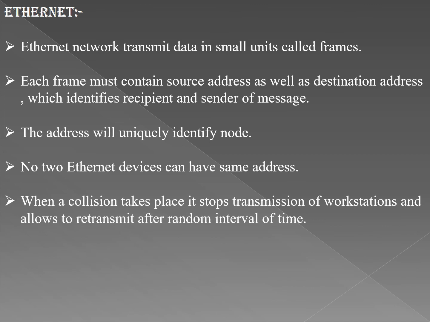When a collision takes place, it stops the transmission of the workstation and allows it to retransmit after a random interval of time. So as we have discussed, whenever a collision is going to take place, Ethernet will stop transferring the data, and after some time the data will be transferred again. That is, if A is transferring data to computer D, and B is already busy transferring data to C, the network is busy. So what will happen? A will not transmit the data. It will stop for some time and then it will transmit.